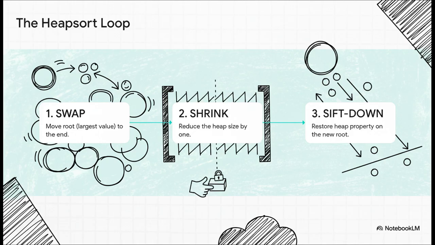The new element we just put at the root, it's probably not the largest anymore, so we have to sift it down to restore that max heap property. And we just repeat this cycle over and over until the heap is empty and presto, the array is sorted.